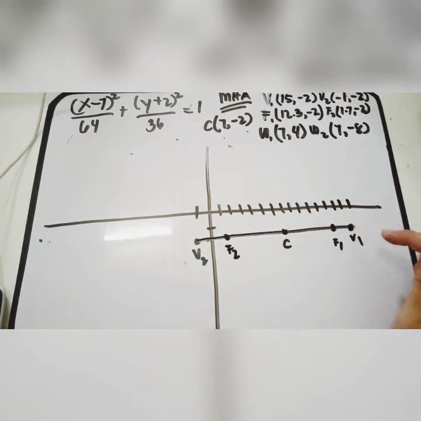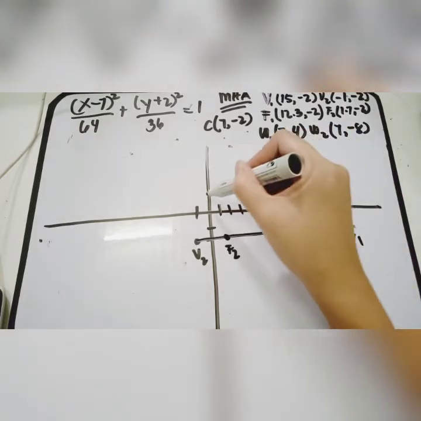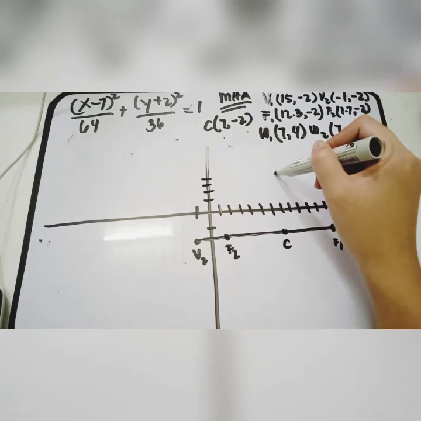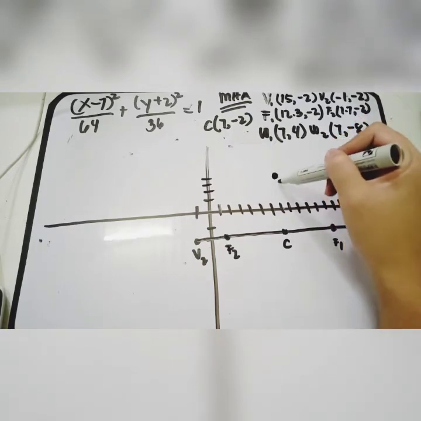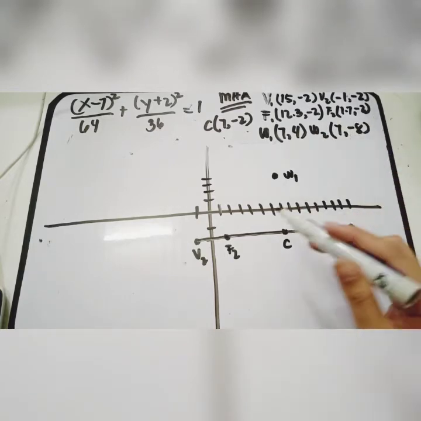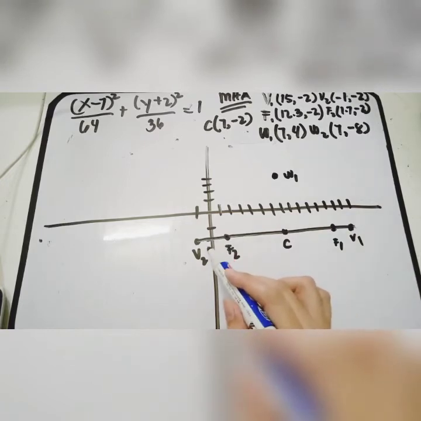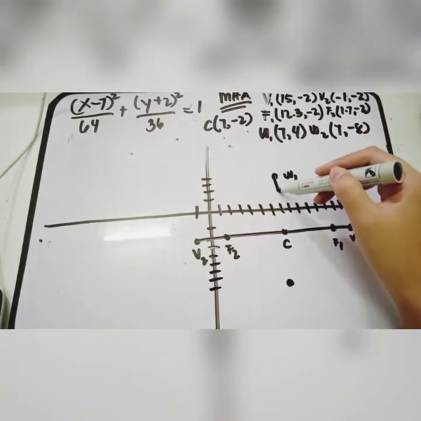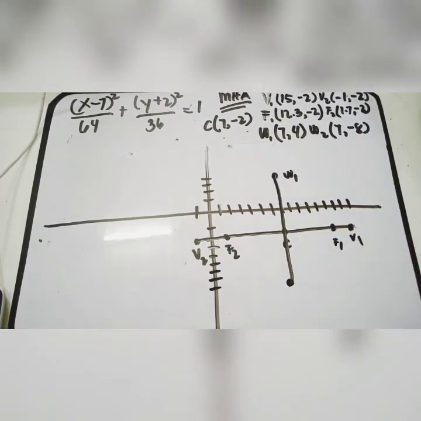Okay, next is the co-vertices, or the minor axis. So, for the minor axis, it will be 7, comma, 4. So, 7, this is 7, then 4. So, 2, 3, 4. Dito siya. Okay. This is your W1. For W2, 7, comma, negative 8. So, 7. So, this 2, 3, 4, 5, 6, 7, 8 will be here. So, connect natin. Okay. So, now let's form an ellipse.